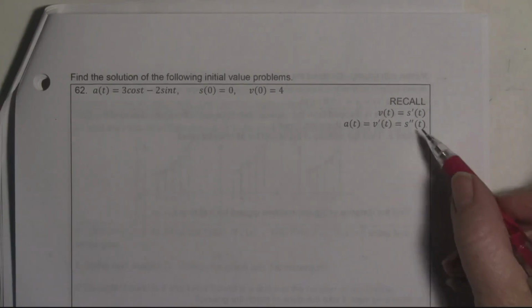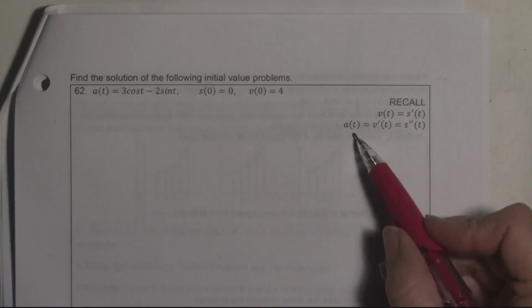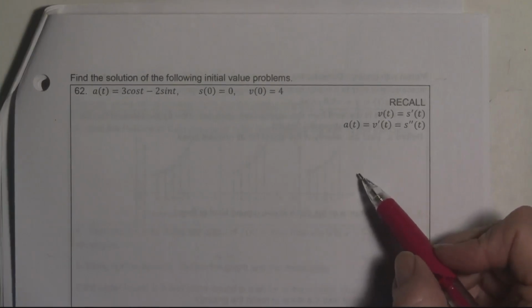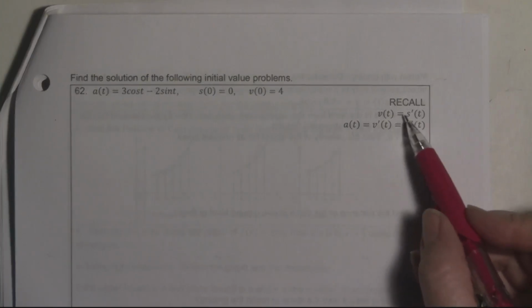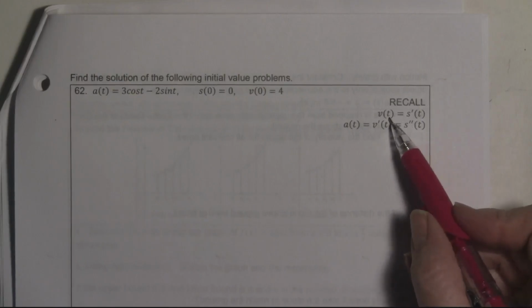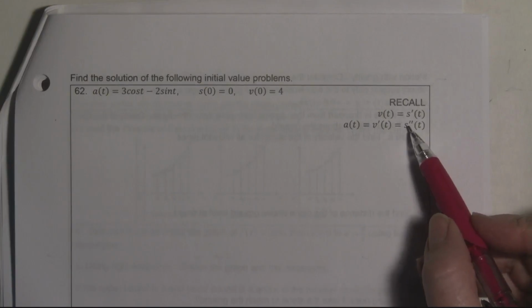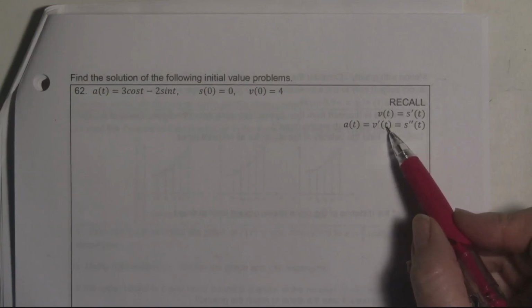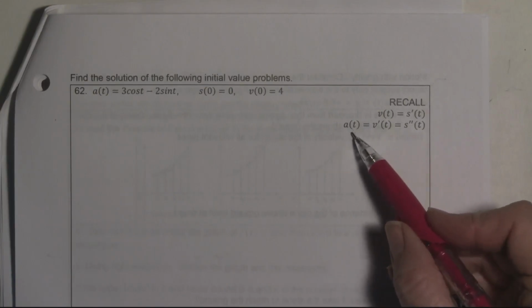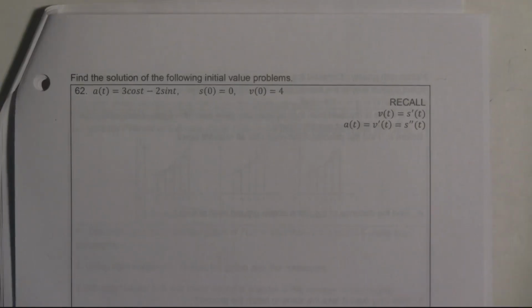Just to remind you, if you take the derivative of S, you get velocity. And if you take the second derivative of S, you get the derivative of the velocity, which is equal to acceleration. So acceleration is the second derivative of S. Now what they're wanting me to do is go backwards, right? These are actually set up to find the antiderivative.